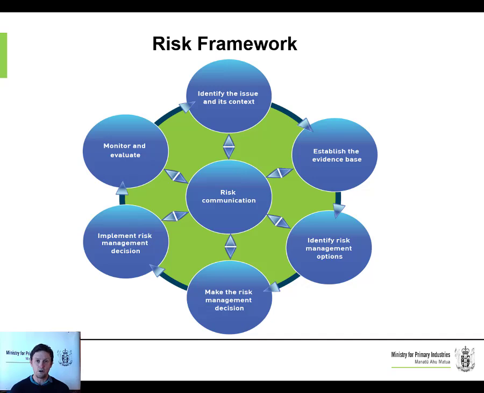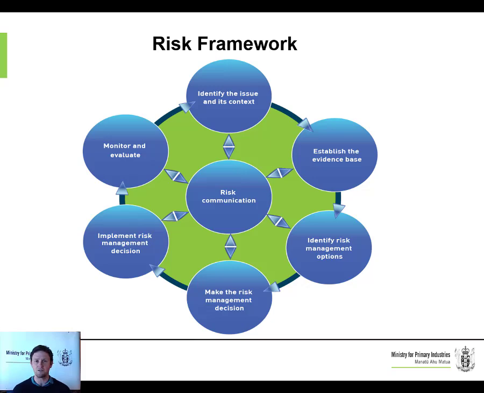There are 7 elements of MPI's risk management process, which is outlined in the policy itself. This process is closely aligned to one of the New Zealand Australian standards, ISO 31000, and it simply utilises best practice risk management methodology. And this is as follows. Number 1, we look to identify the issue and the context that we are trying to understand. Number 2, we establish the evidence base.